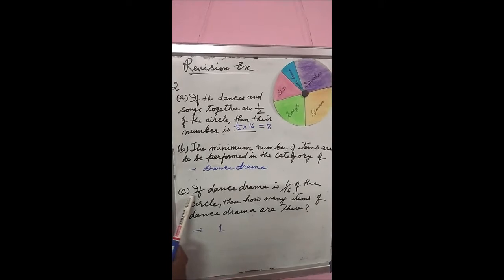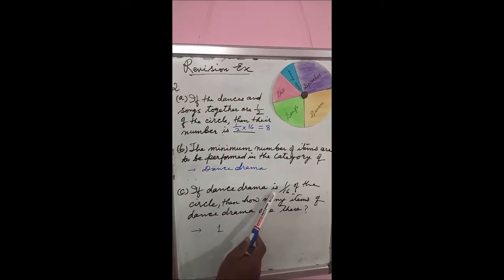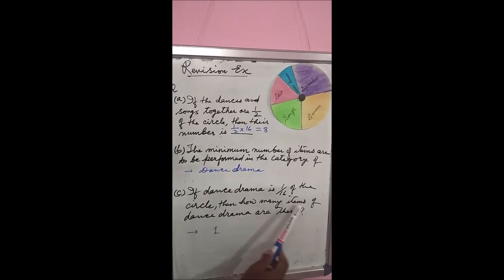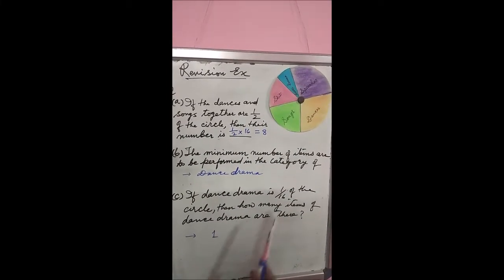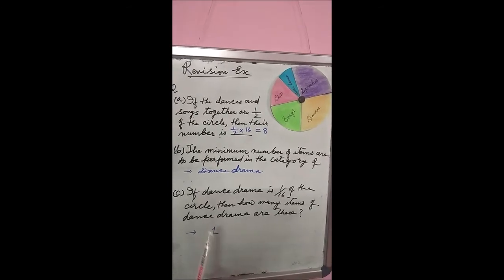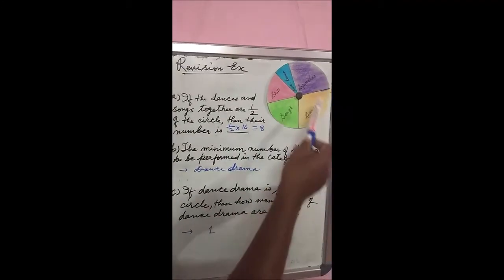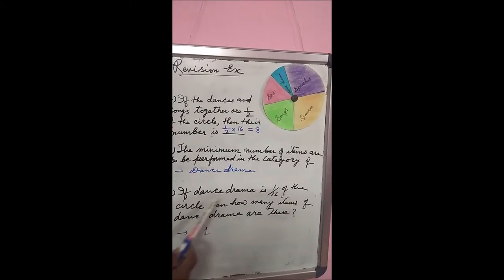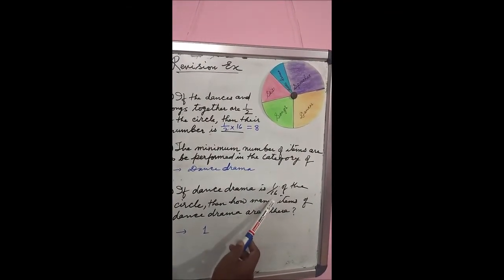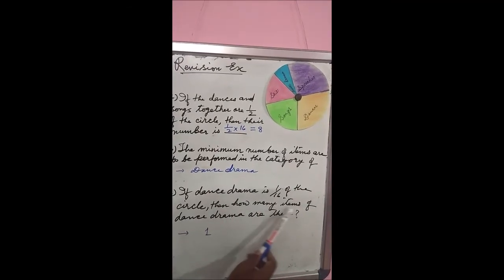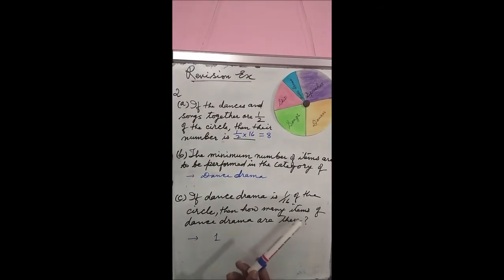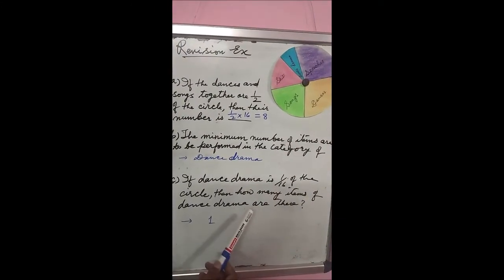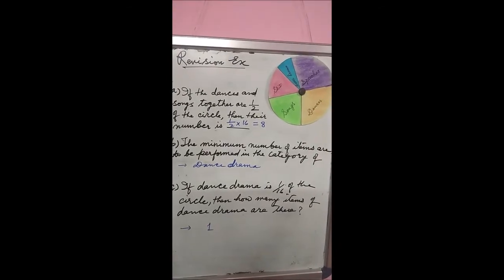Question number C, if dance drama is 1 by 16 of the circle, then how many items of dance drama are there? Now in the question it is given that the whole circle, the items are divided into 16. So if the dance drama shows 1 by 16, then how many items of dance drama are there? Naturally it will be only 1, because 1 by 16, so the dance drama will be equal to 1.